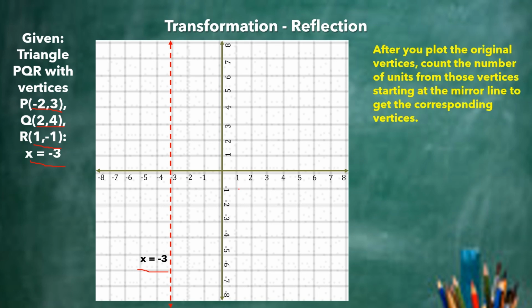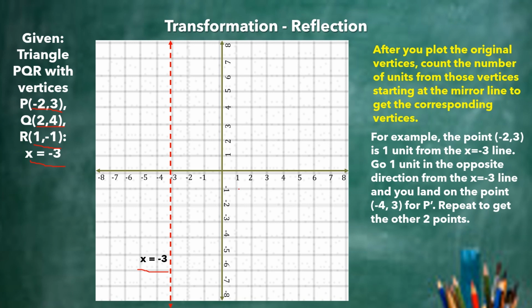So let's get started. After you plot the original vertices, we're going to count again. We're going to count the number of units from those original vertices, starting at the mirror line to get the corresponding vertices for the image that we're creating. So for example, we will see in just a minute how the point -2 and 3 is 1 unit from the x equals -3 line. So we're going to go 1 unit in the opposite direction from the x equals -3 line, and we will land on the point -4 and 3, and we will repeat that to get the other 2 points for our image in our triangle.